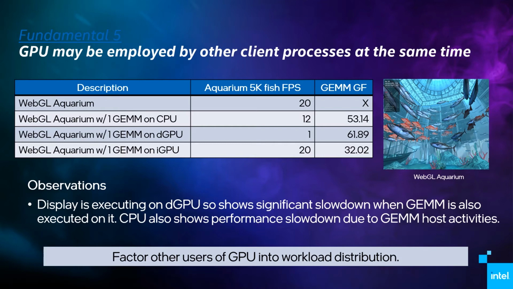What we want to call out here is: factor other users of the GPU into your workload distribution. If you're using the screen on your system and it's being controlled by one of your GPUs, then you may want to choose a different distribution of your workload so that the display is not penalized by running compute at the same time.